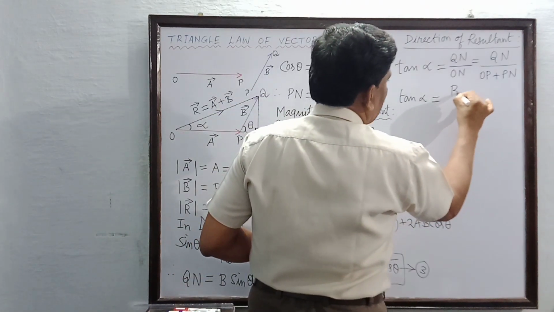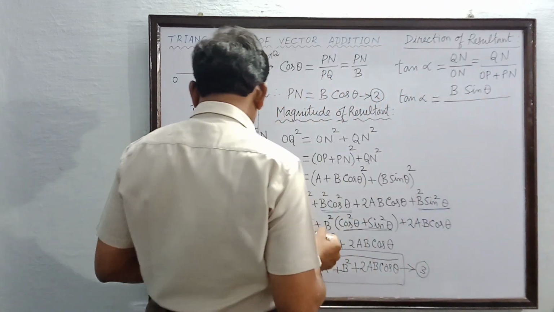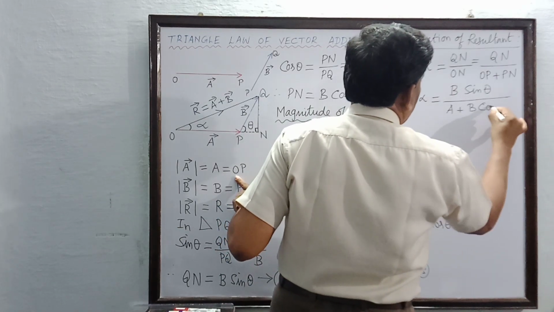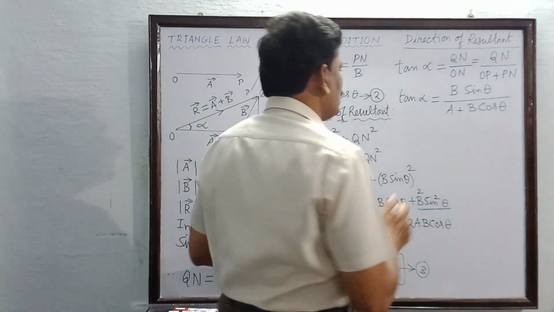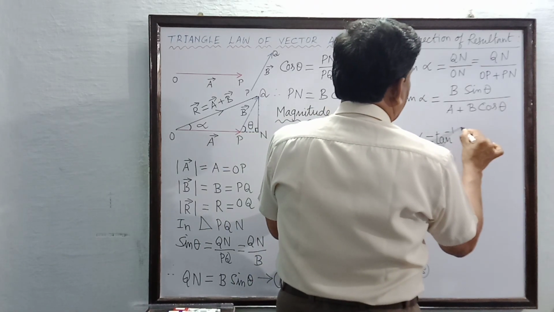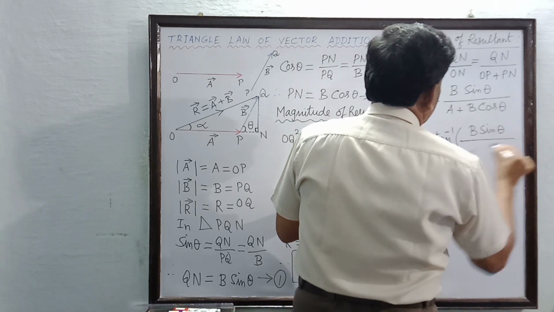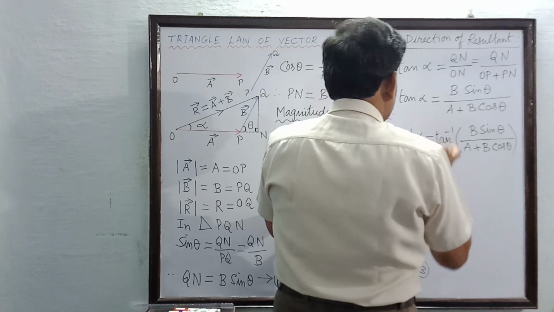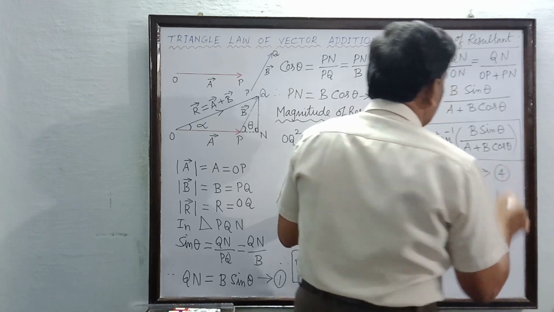So here I will write this is B sin theta divided by OP plus Pn. So OP is what? A. So this is A plus B cos theta. This is the tangent value of alpha. Therefore, alpha is equal to tan inverse of B sin theta divided by A plus B cos theta. So this is the final expression for the direction of the resultant. So this is equation 4.